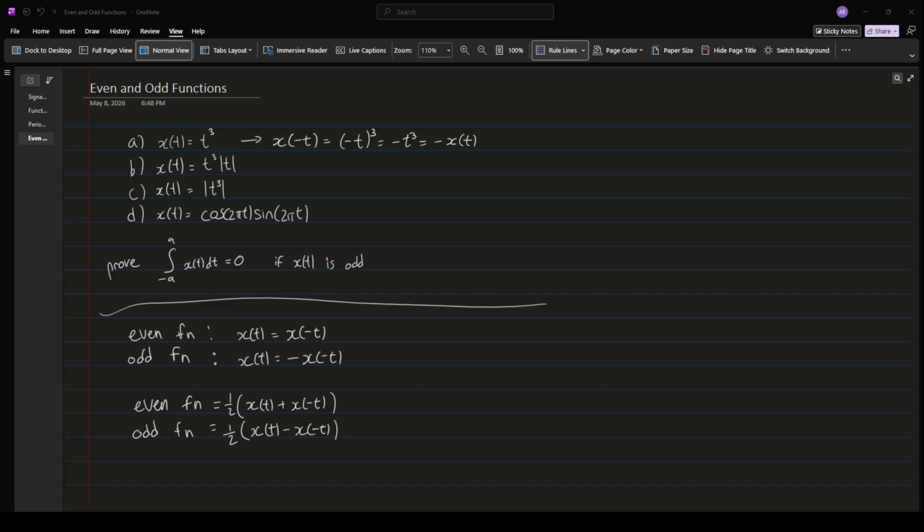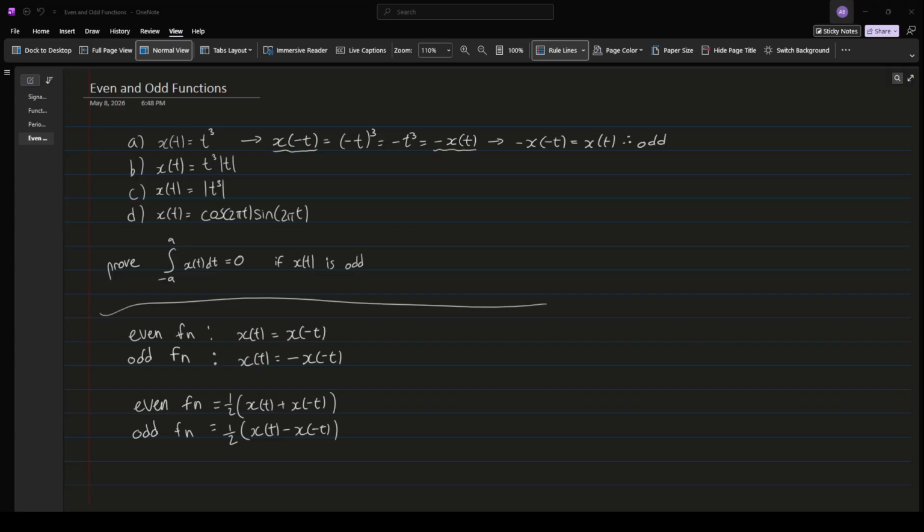So since we have x of negative t equals negative x of t, we could just divide both sides by negative 1, and we get negative x of negative t is equal to x of t. And so this is the definition of odd. So we know that part A is an odd function. So I'm just going to write odd, therefore odd.